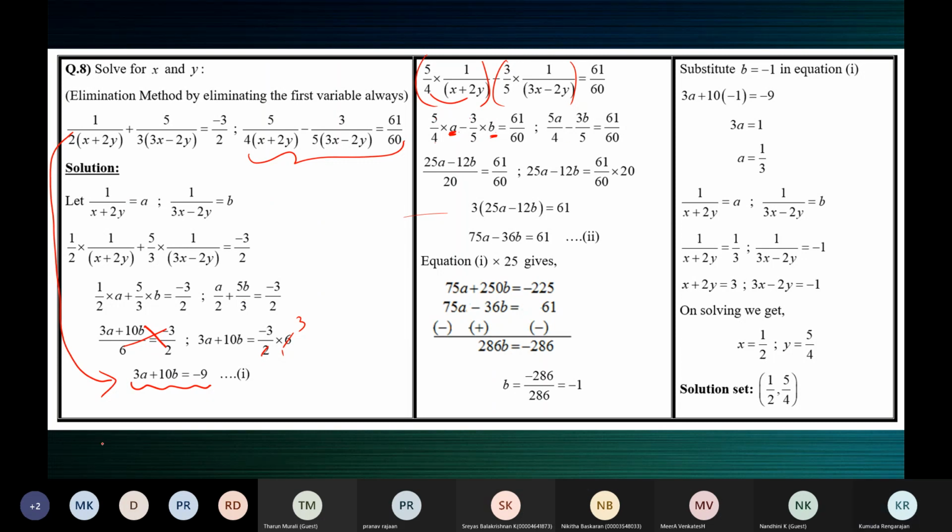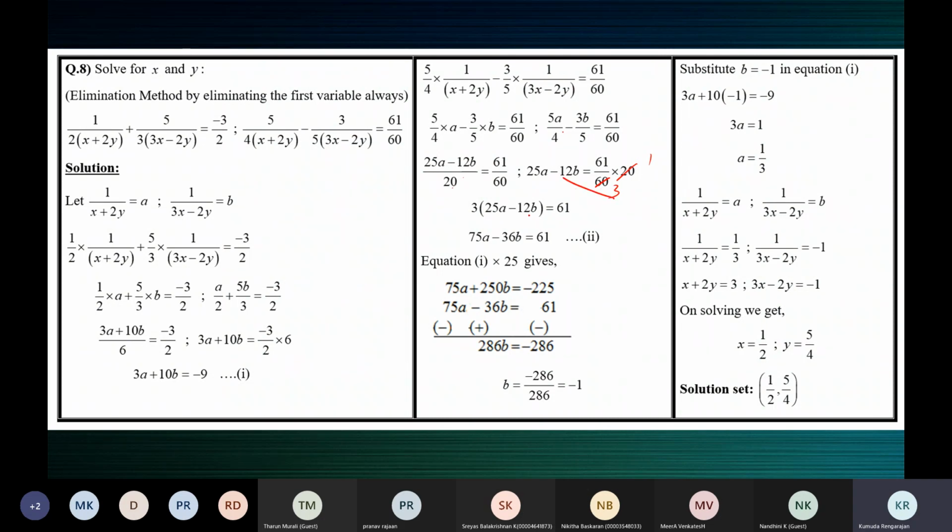LCM. After this, 20 is the LCM. And again, I've not cross multiplied after taking the LCM. I've just taken 20 to the other side. Now I've cross multiplied.